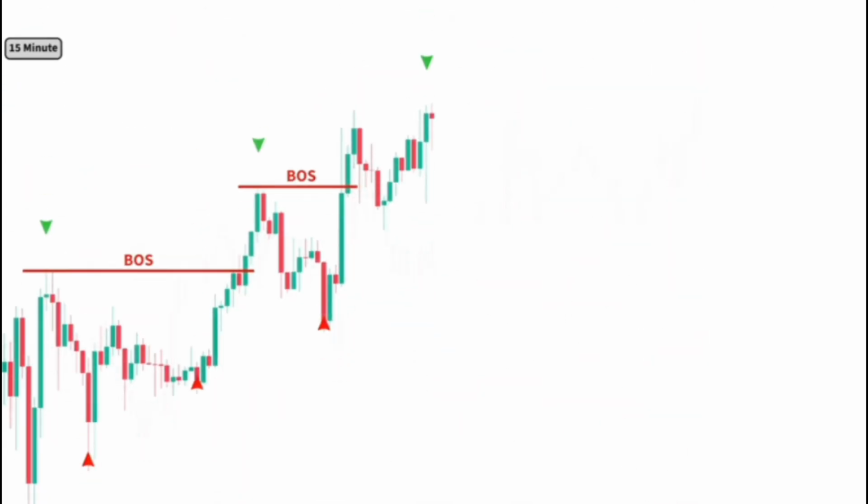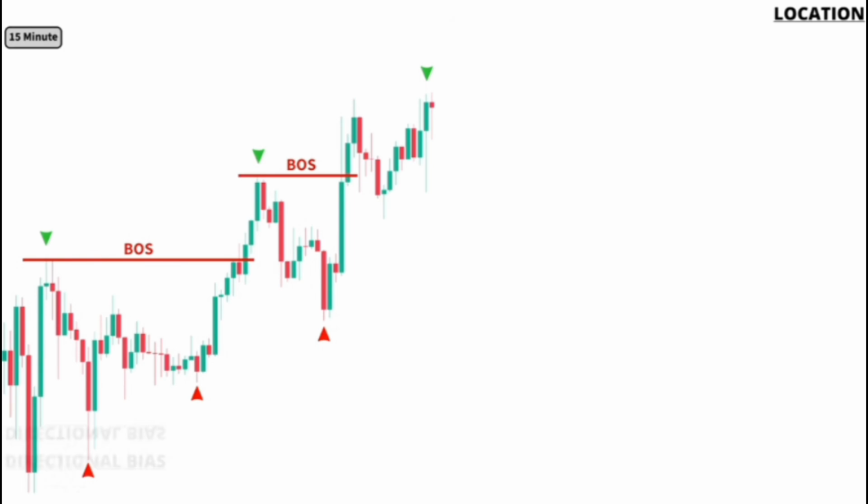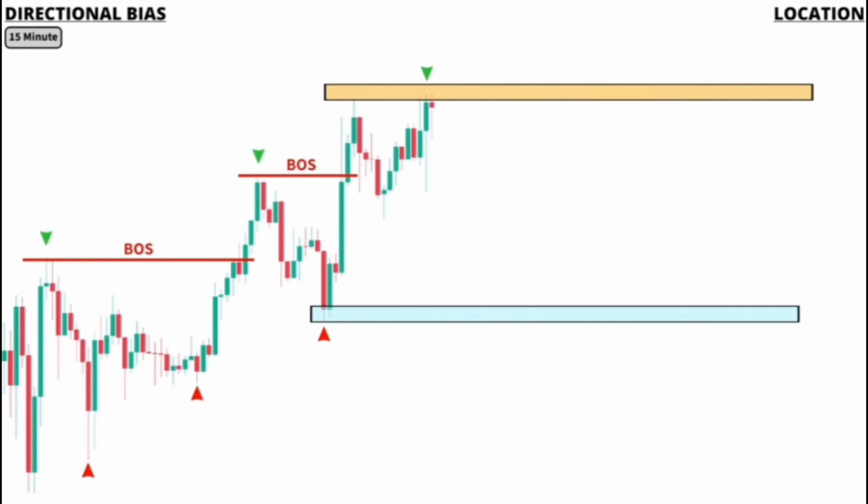Now let's move on to the second step, location. We already know the market direction, but does that mean we should enter a trade right away? No, we only take trades at a specific high probability zone. In this strategy, we use the highs and lows that the market created while forming its structure. More specifically, we focus on the swing low that formed before the bullish break of structure. Take a look at the chart. Before the market printed this bullish BOS, it first created this swing low. That area becomes our location, our point of interest, POI.